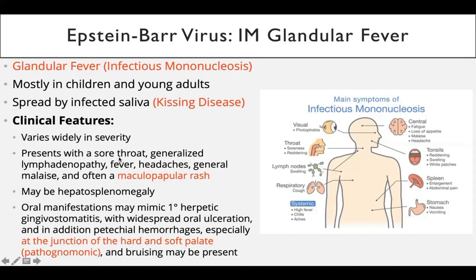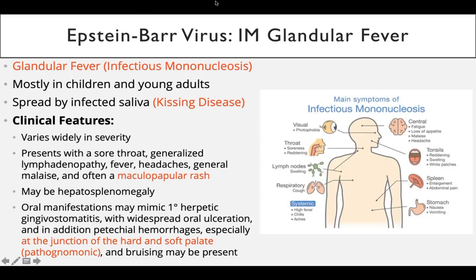Presents with a sore throat. The other one which presented with a history of sore throat was Coxsackie A virus. This Epstein-Barr virus, the glandular fever, presents with a sore throat, generalized lymphadenopathy. The glands are swollen. Generalized means all over the body. Then there will be fever, headache, general malaise, and often a maculopapular rash. The third maculopapular rash we are studying is in Epstein-Barr virus. Hepatosplenomegaly, everything is swelling: fever, glands, everything. Hepatosplenomegaly has been seen in Epstein-Barr virus, glandular fever, infectious mononucleosis.